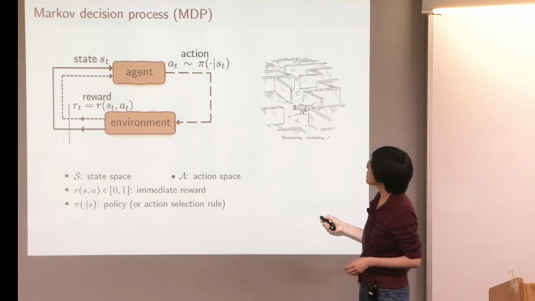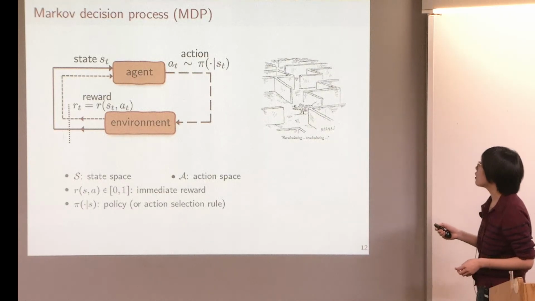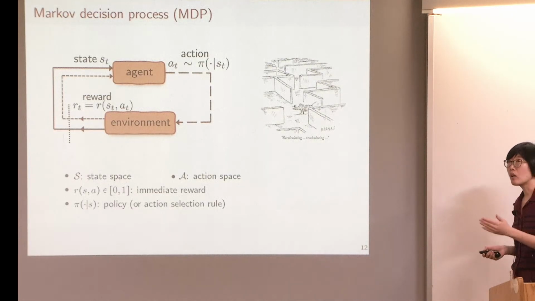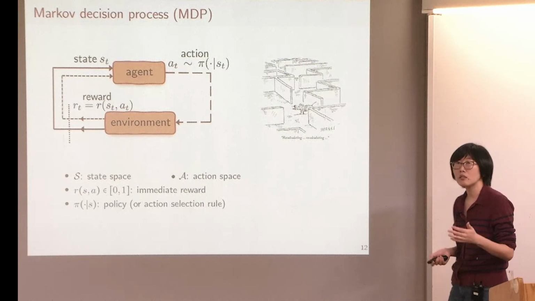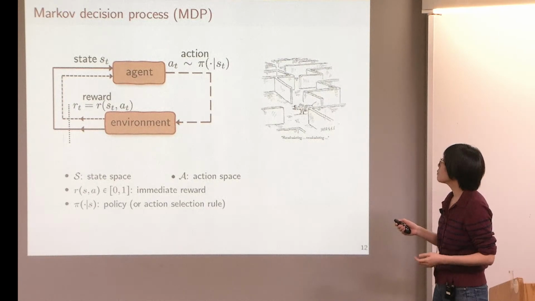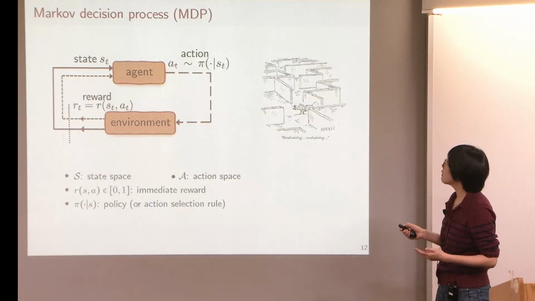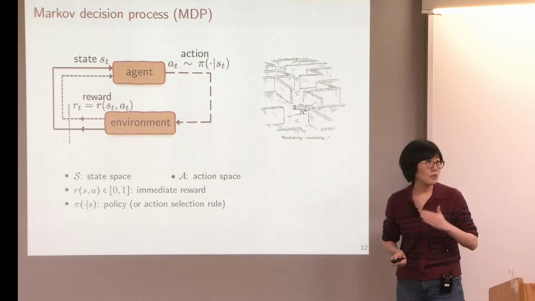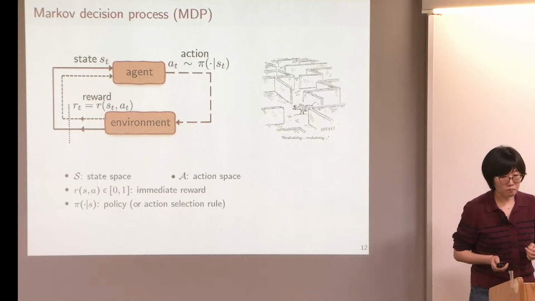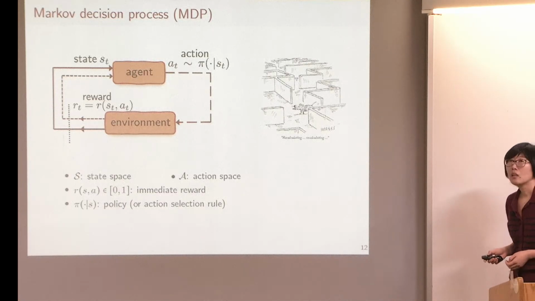What the agent wants to do is to design this so-called policy. That is, given any possible configuration of the environment, the policy tells what kind of actions the agent should be making, by drawing from the policy that's defined as a probability distribution over the action space. Okay. I hope this is clear.